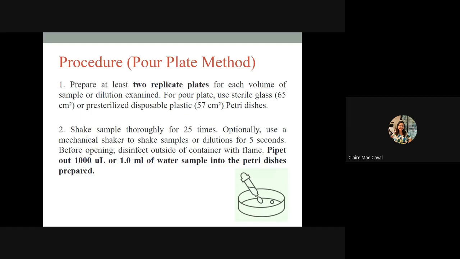So for the procedure, for the pour plate method, you prepare at least 2 replicate plates. Dalawa talaga for its precision for each volume of sample or dilution examined. For pour plate, you may use sterile glass petri dishes or the pre-sterilized disposable plastic petri dishes. Then you shake the sample again thoroughly 25 times. Optionally daw, you can use a mechanical shaker to shake samples or dilutions for 5 seconds. But you can just shake the sample thoroughly 25 times to ensure even distribution of bacteria.